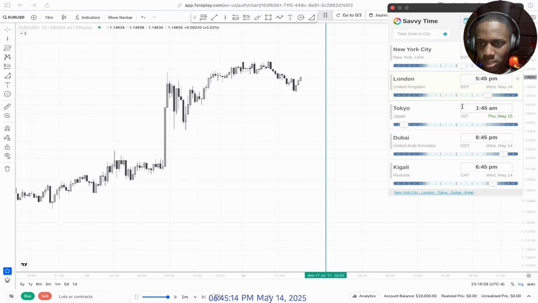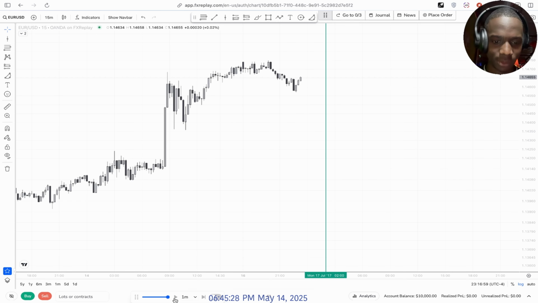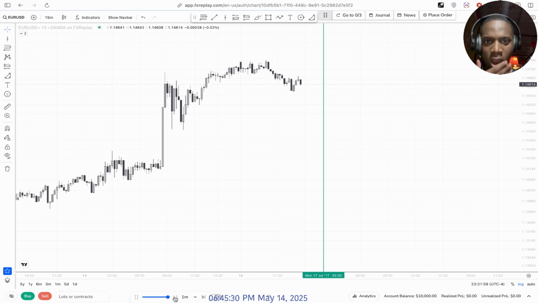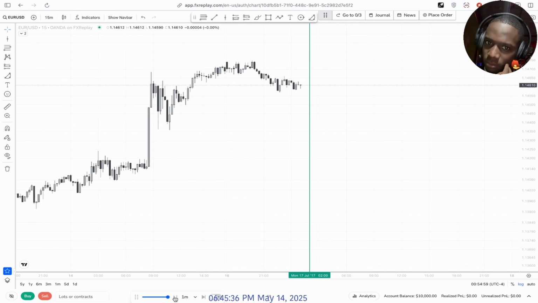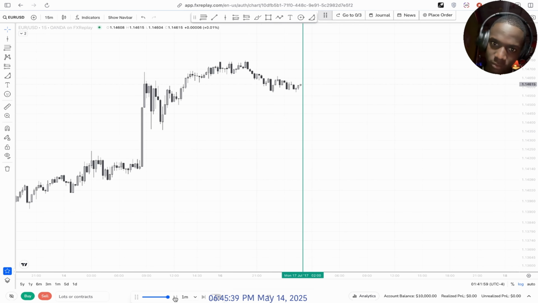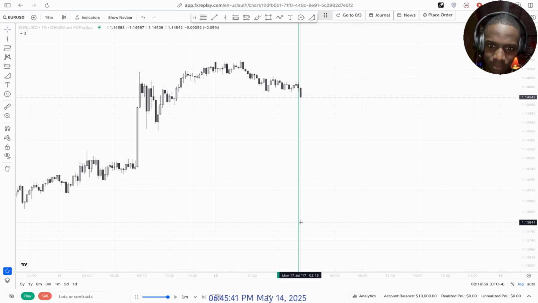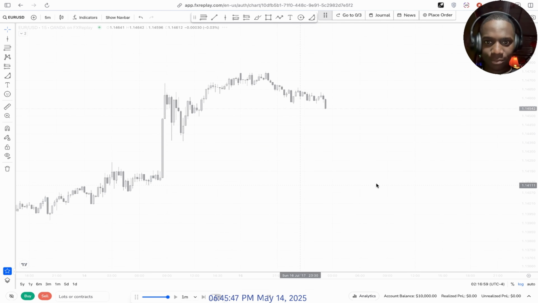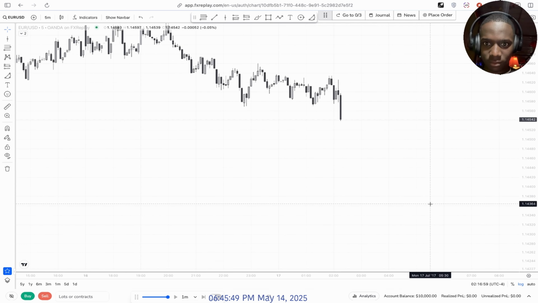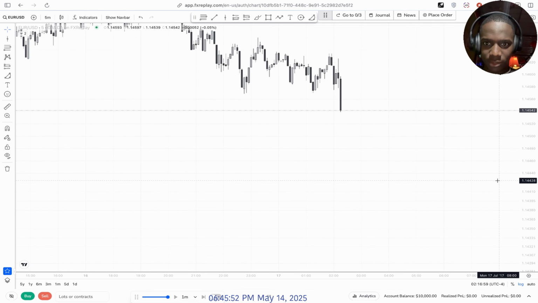So basically, London should be like at 8 in the morning. It's 3 a.m. Technically you should mark 2 to 3 a.m. in the morning. So let's see what happens at the open. You can see that we are dropping into this fair value gap. Five-minute structure is not showing anything big.